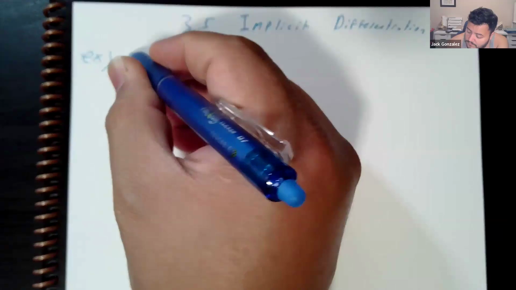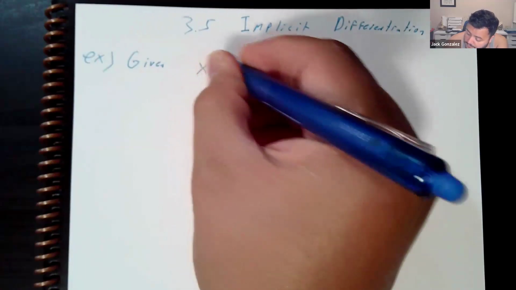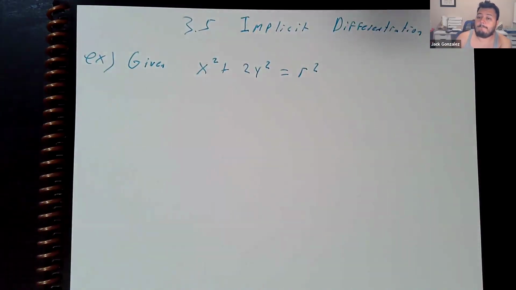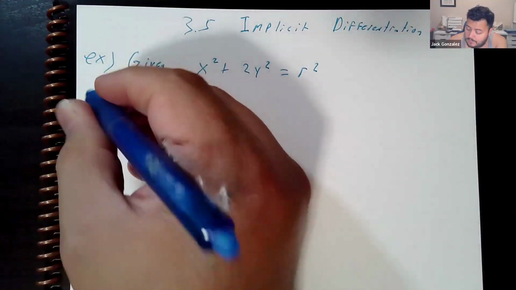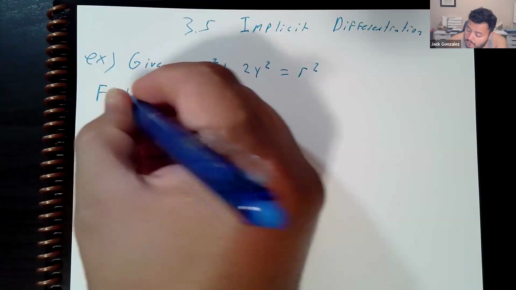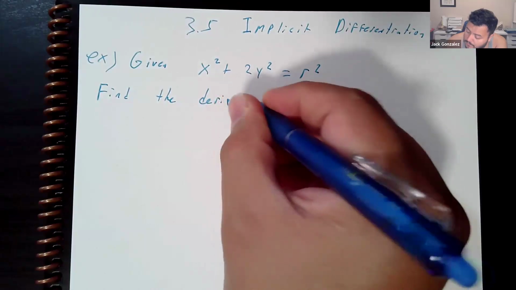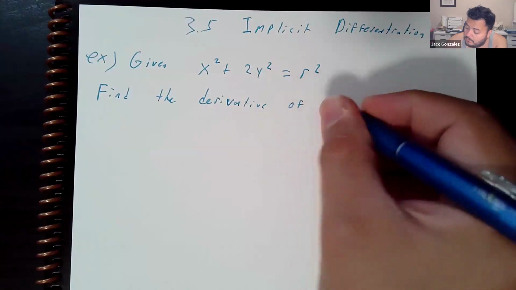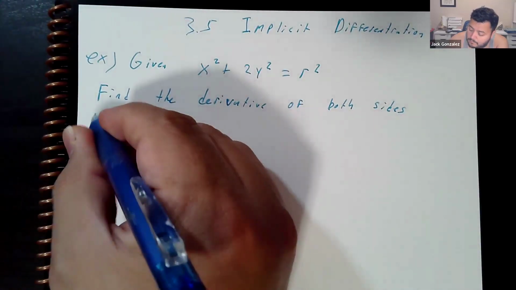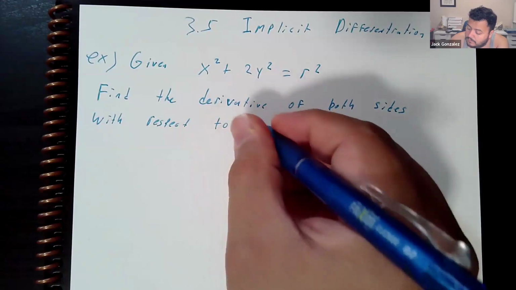Okay, so let's get started. So given this equation right here, find the derivative of both sides with respect to x.